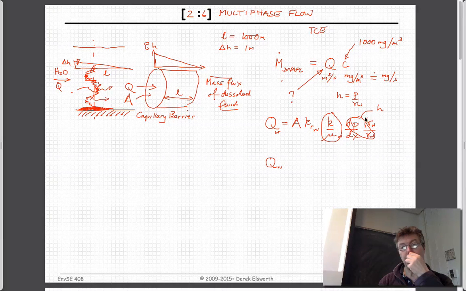let me box them off. Let me draw two boxes around here. You remember this fundamental relationship we had was that hydraulic conductivity divided by the unit weight of the fluid is equal to permeability divided by viscosity of the fluid. And so this is one box term here.